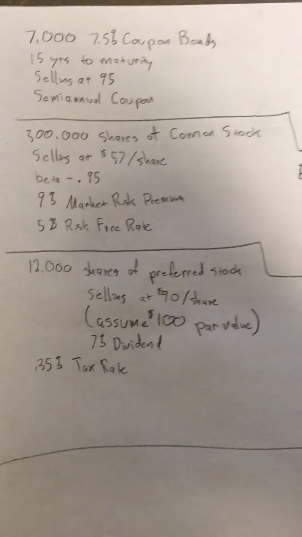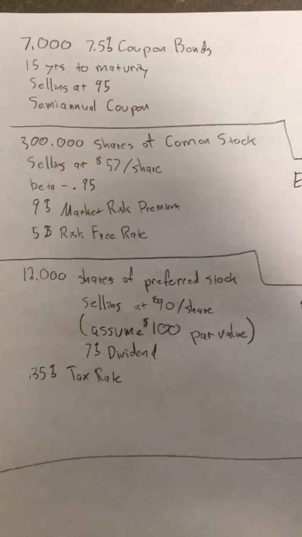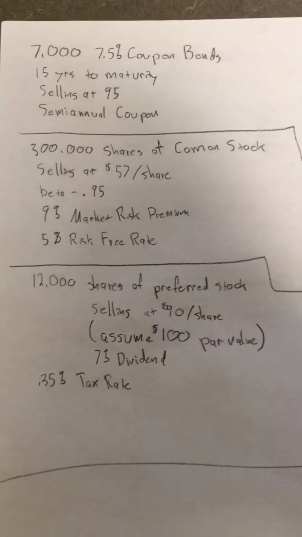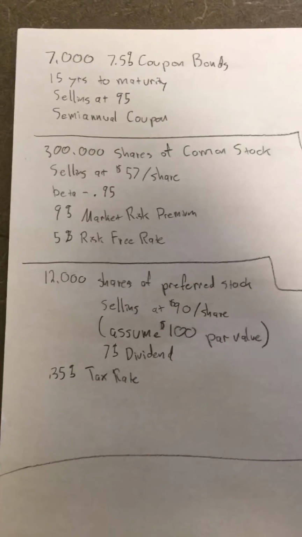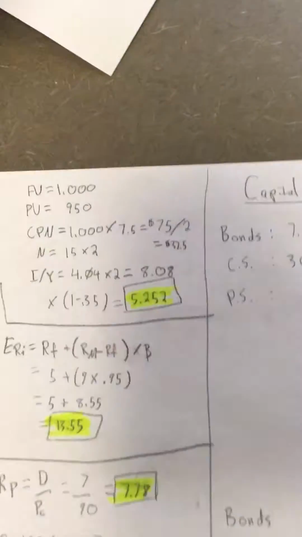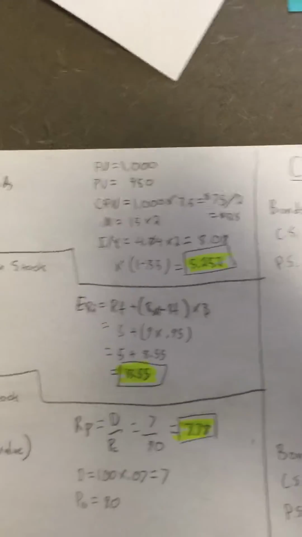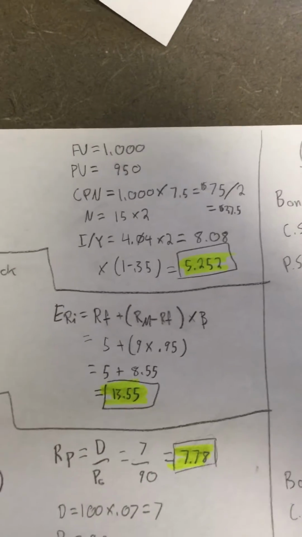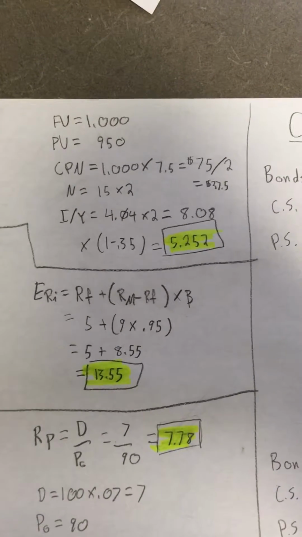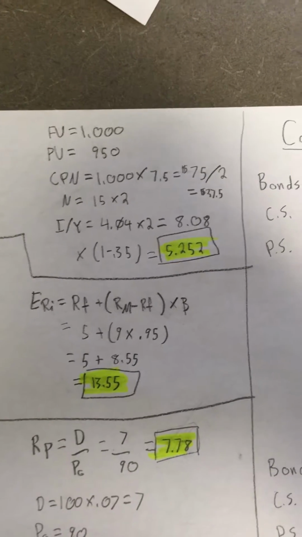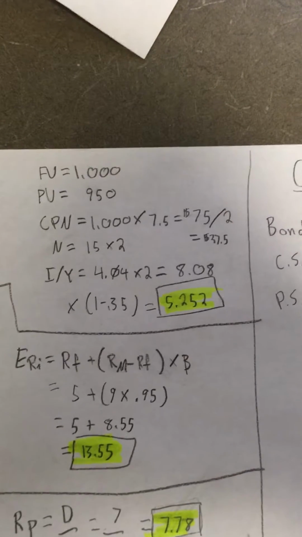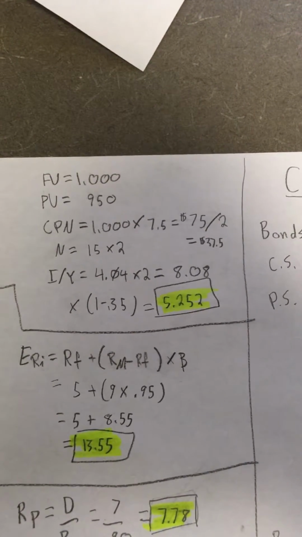So at this point, you have two choices on how to attack this problem. You can either start by calculating the costs, or you can calculate the capital structure weights. In this case, I decided to start by calculating out the individual costs, starting with the cost of the debt, or the cost of the bonds. So this is just a simple bond problem that you can plug into your calculator. The future value is the par value of $1,000. The present value is the par value times the discount of 95%. So the present value is $950.